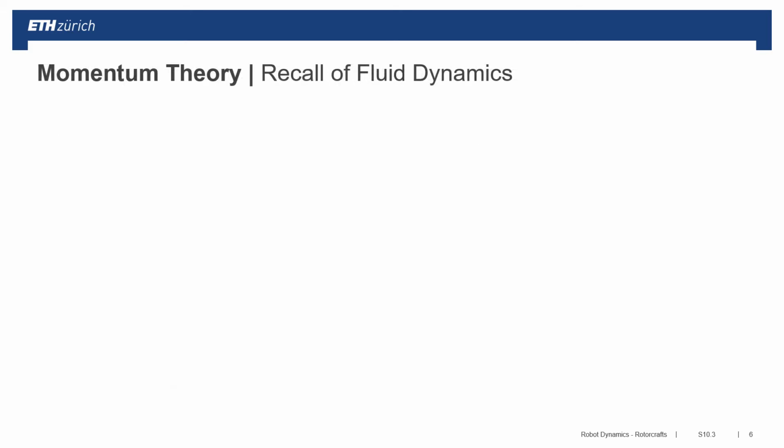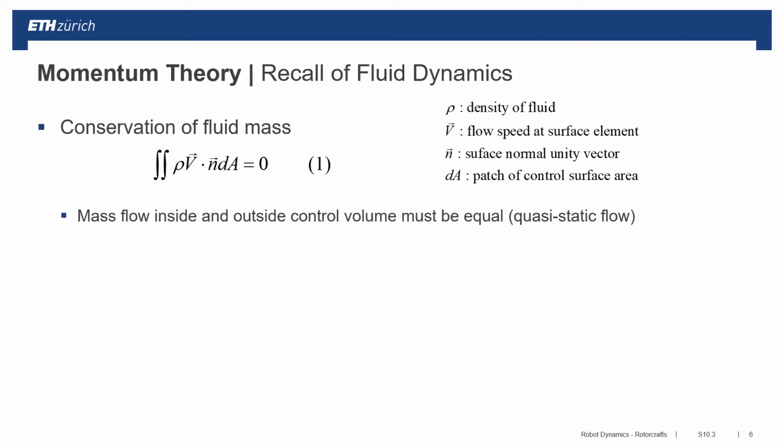As you might recall from fluid dynamics, the momentum theory consists of three main equations. The first one is called the conservation of fluid mass, which means the mass flow inside and outside a control volume must be equal in a quasi-static flow. This is represented by the integral of the density multiplied by the flow speed, integrated over the whole surface in the normal direction.